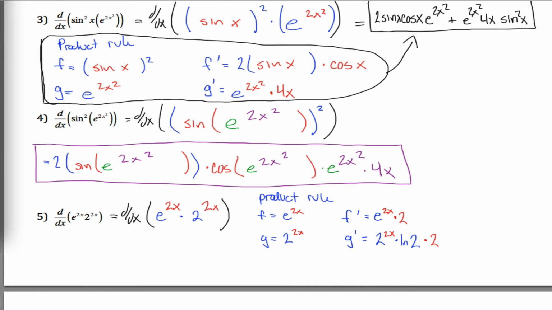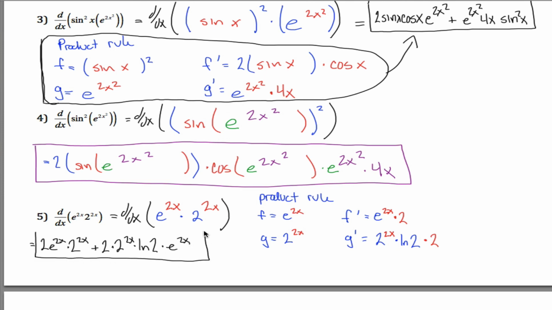Throw them all together using the product rule. Call this one good. So f prime, maybe I'll write it down here, is 2e to the 2x. That's what I have written here. Times g, which is 2 to the 2x, plus g prime, which is 2 times 2 to the 2x natural log of 2, times f, which is e to the 2x. Get this right here as your final answer.